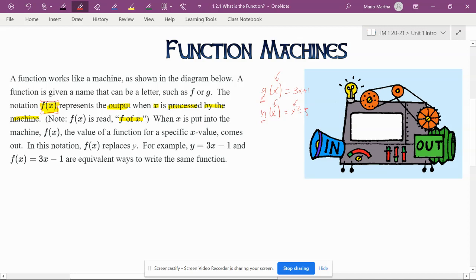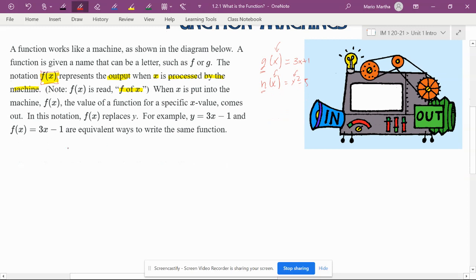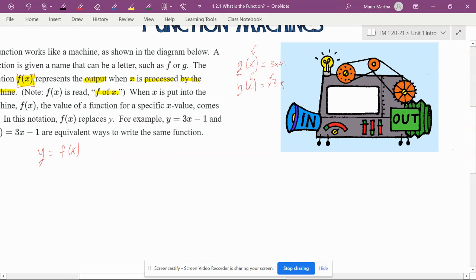When x is put into the machine, f of x, the value of the function for a specific x value, comes out. In this notation, f of x replaces y. For example, y equals 3x minus 1 and f of x equals 3x minus 1 are equivalent ways to write the same function. So y is equal to f of x. It's pretty much the same thing. We're just writing it a different way.